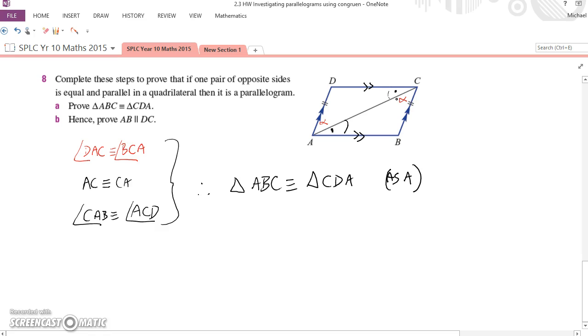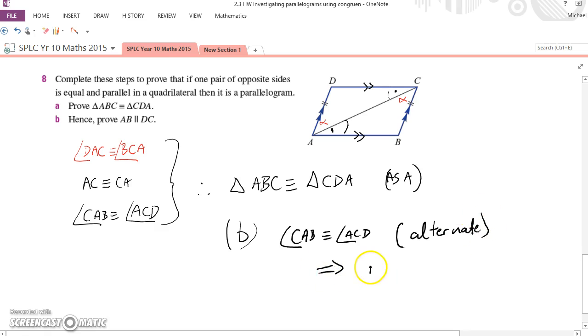It's that easy. So then you could write, therefore, for part B, we've already got angle CAB is congruent to angle ACD. And we can even write that they are alternate. If they're alternate angles, that implies that DC is congruent to BA. There you have it.